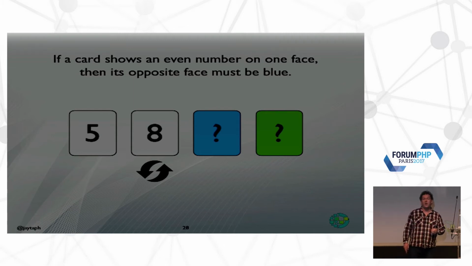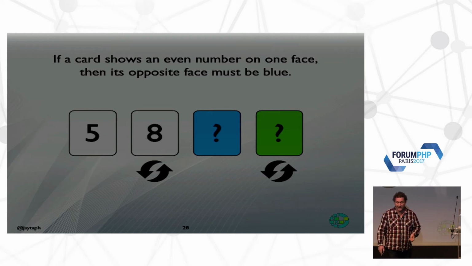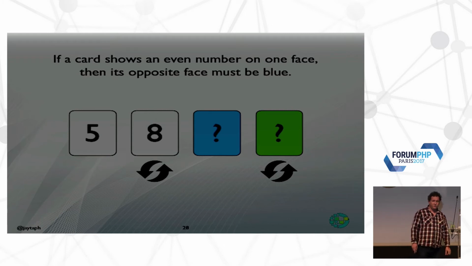If a card is blue, do we have to turn it over? No, it doesn't matter, because it can be any color. We only say that an even number has to be blue, but other numbers can be blue as well. Green, do we need to turn that over? We need to turn it over, because it has to be an uneven number, an odd number, because if it's even, then it has to be blue, so it doesn't adhere to the rule. So we can actually figure out this assignment by putting it in a different context first. Anyone agree with this?